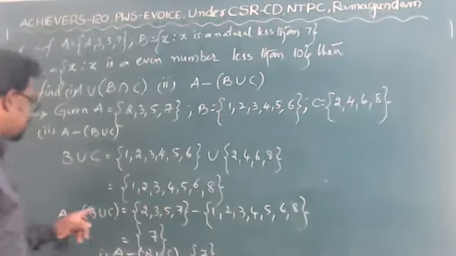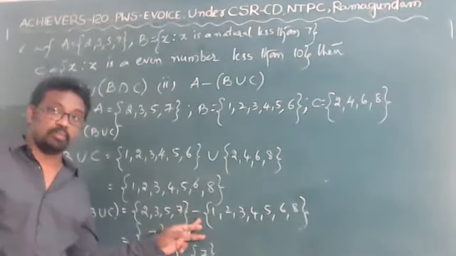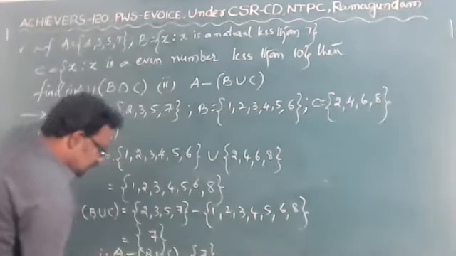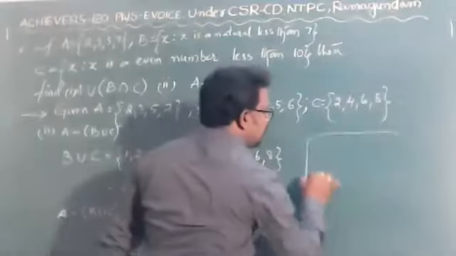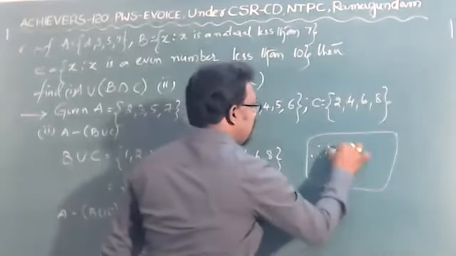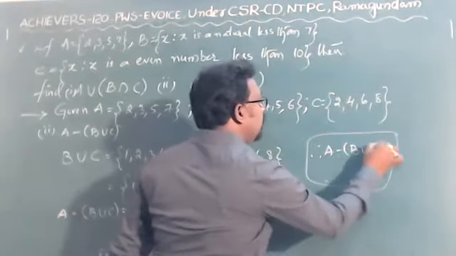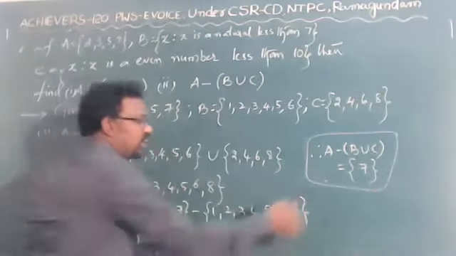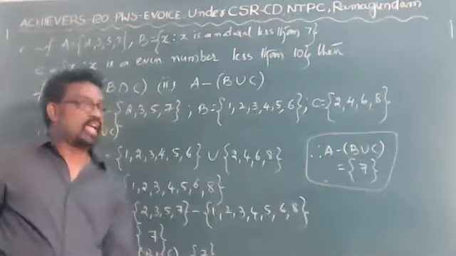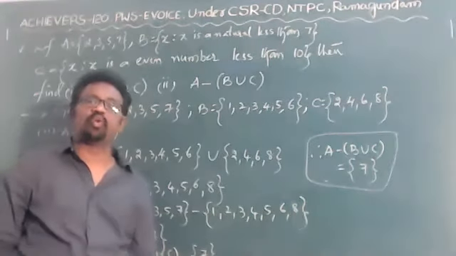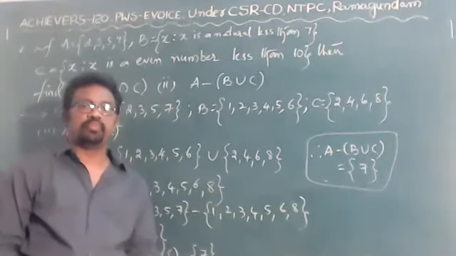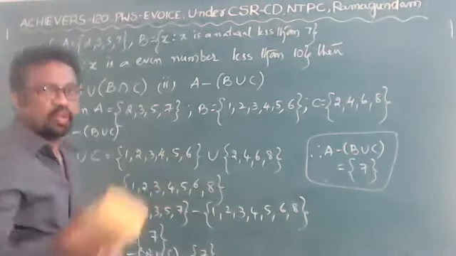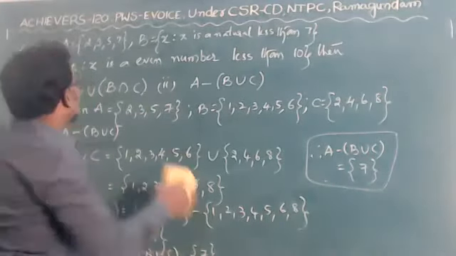Union, intersection, subtraction. Subtraction, difference is nothing but which are left. A minus B union C is equal to, I have written here. If it is not clear, here I mentioned the result: A minus of B union C is equal to only 7. We will see one more question from this. I will make one more different question, and from that we will find out a different one.